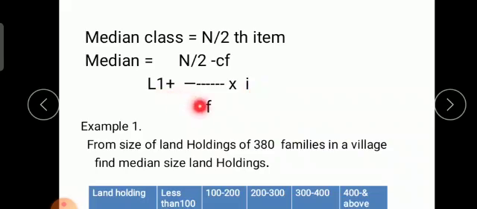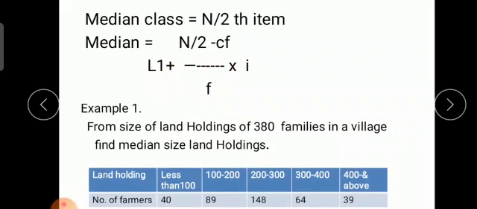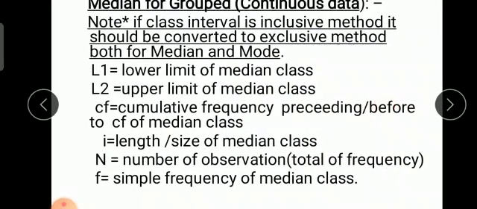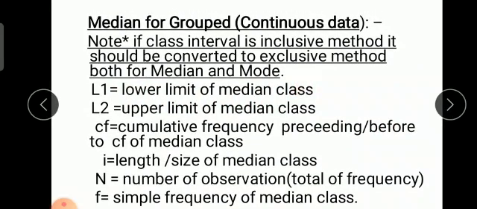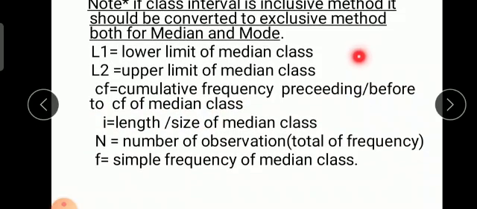Let's see what all these notations are. L1 is the lower limit of the median class, L2 is the upper limit of the median class, CF is the cumulative frequency preceding, meaning before, the cumulative frequency of the median class. I is the length or the size of the median class. N is the number of observations or the total of frequency. And f is the simple frequency of the median class.